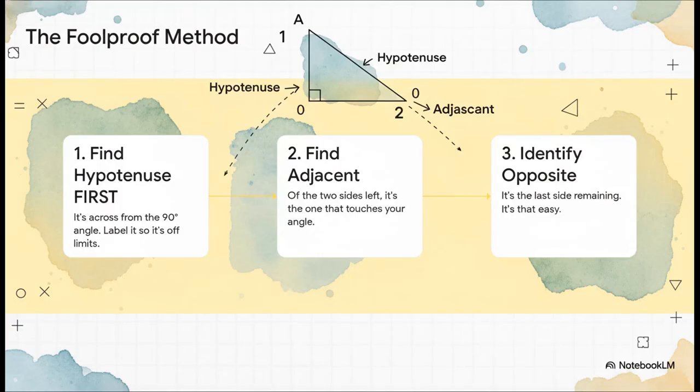So here it is, the foolproof 3-step method to get this right every single time. Step 1, find and label the hypotenuse first. Always, just get it out of the way. Step 2, now find the adjacent side. It's the other side that's touching your angle. Step 3, the opposite is just the last one left over. That's it. It's that easy.